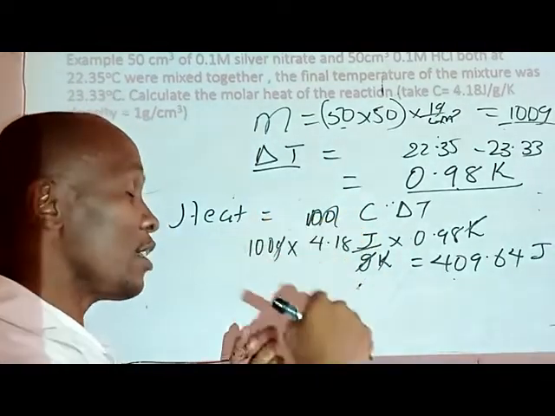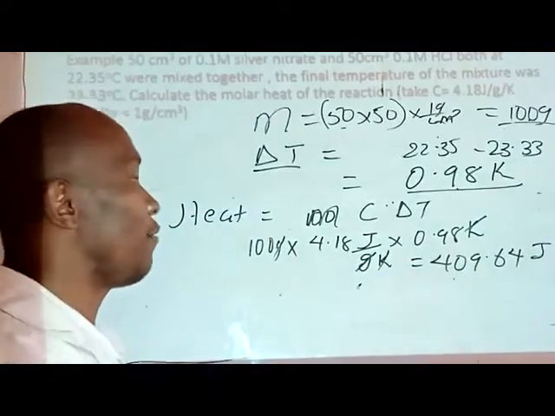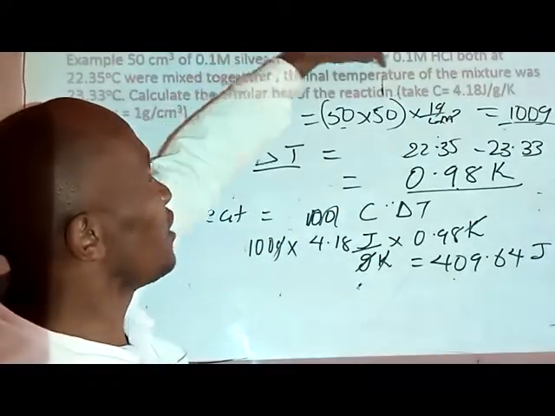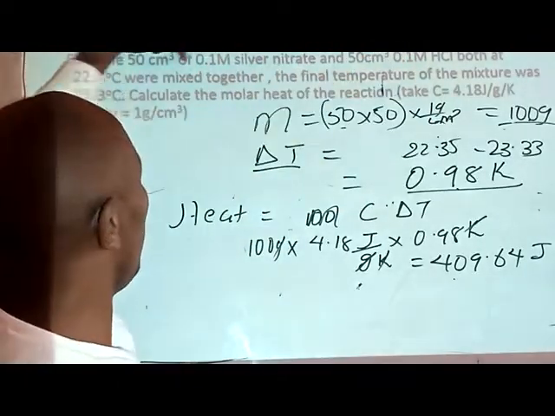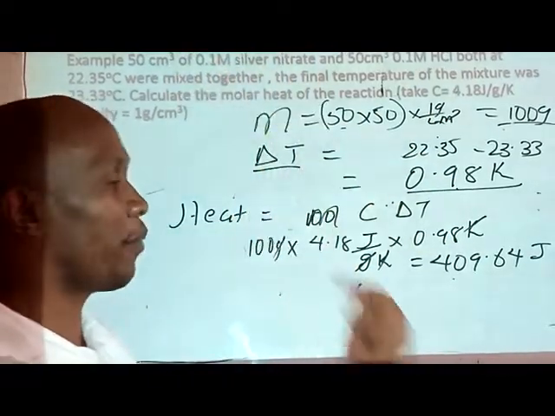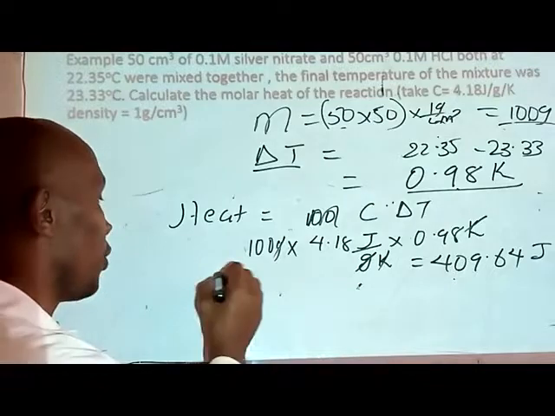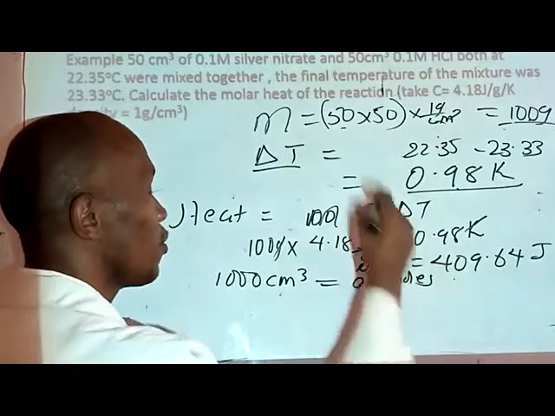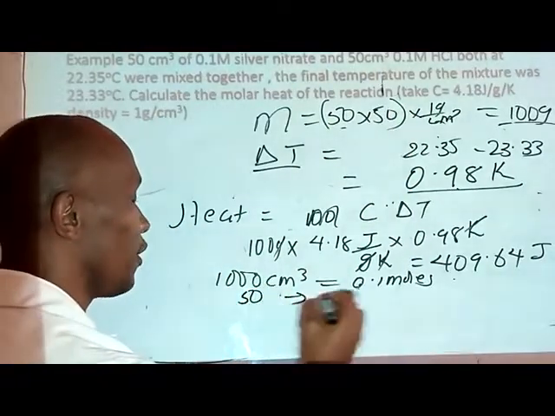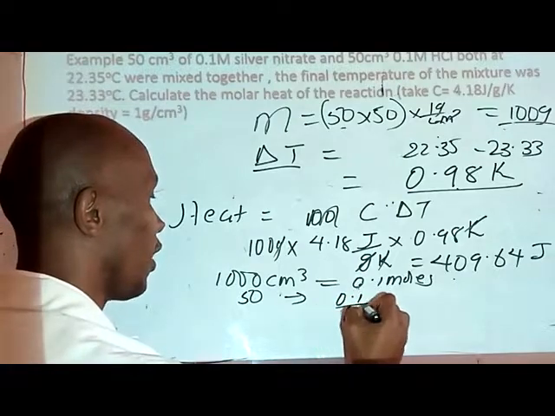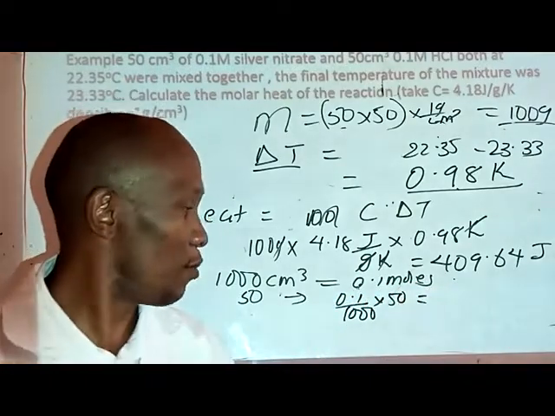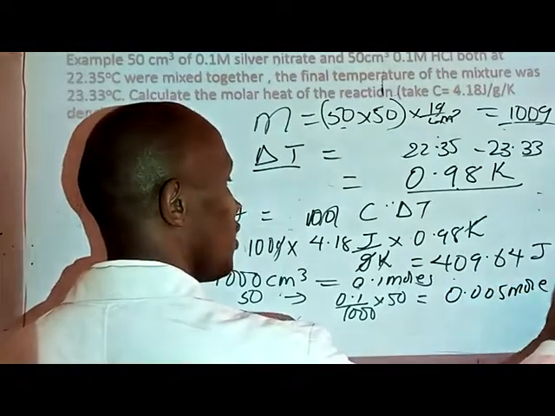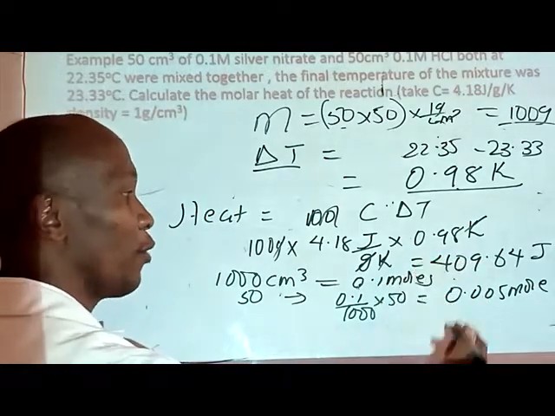But that is absorbed from the environment. By how much? Now let me use one of them. Let me use either the silver hydrochloric acid or the silver nitrate, because they are equal amount, and the reacting ratio is 1 to 1. When you write the equation, 1000 cubic centimeters contains 0.1 moles. That is what it means by 0.1 mole. What about 50? 0.1 over 1000 times 50, and that gives me 0.005 moles. So this is the number of moles that produce this amount of energy.